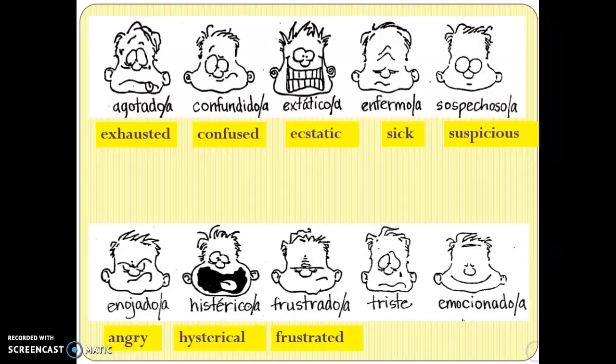Frustrado is a cognate. It means frustrated. Triste means sad. And emocionado is a cognate. It means emotional. So you need to know all 5 of those as well.